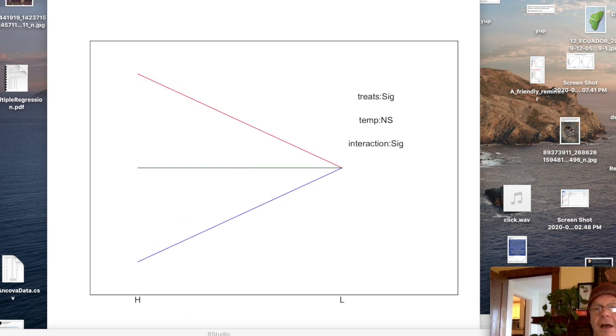Fun, Jim says. So here is an example of where we might expect the treatments to be significant, but temperature to not be significant, but the interaction term to be significant. And again, let's go through that and let's understand why.